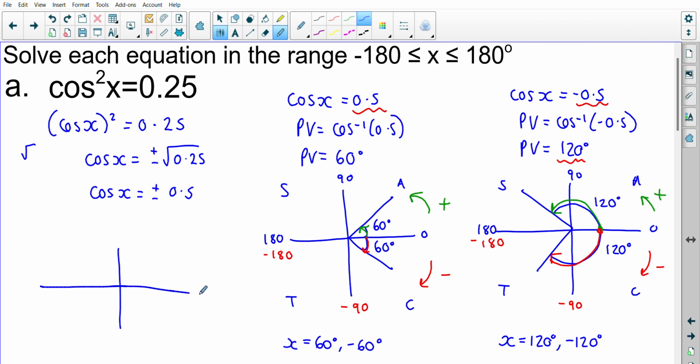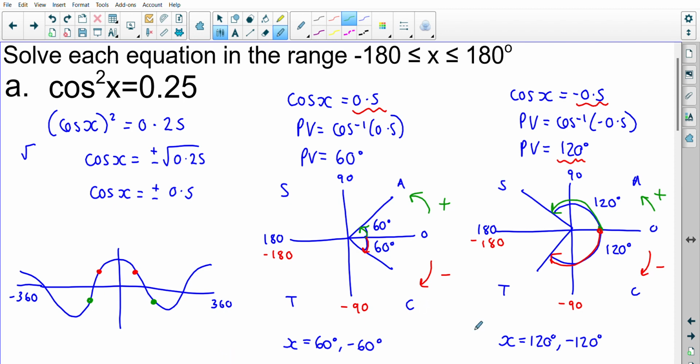So if I just quickly mention that, that's from 0 to 360. This is from 0 to minus 360. I'm going to get this solution here, which could be 60, that solution there that could be minus 60 for the half, and then for the minus a half, this one could be 120, this would be minus 120, so they're reflections of one another.